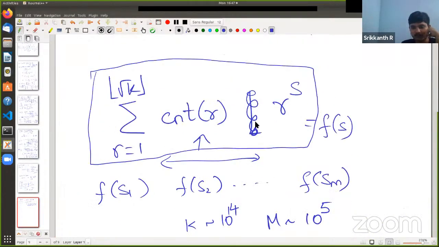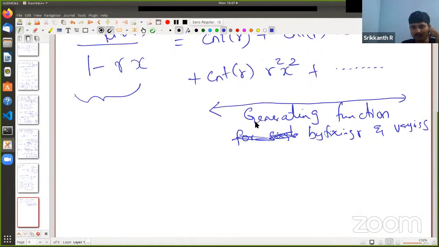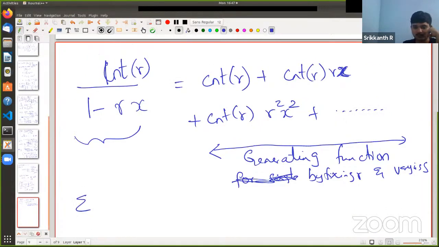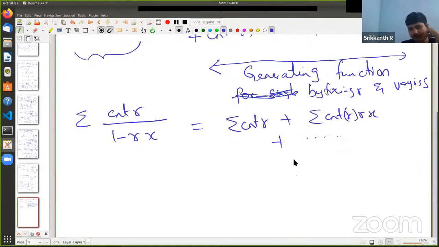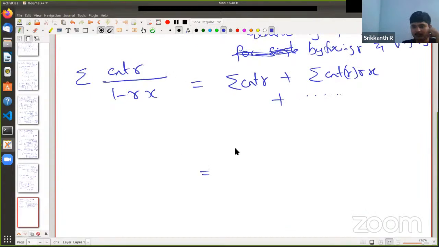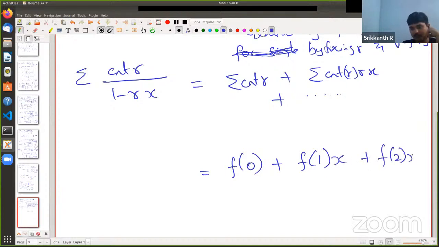And let's consider the summation on the right hand side. We have sigma of r by 1 minus rx. Left hand side is sigma count r, count of r rx, and so on. Okay. So the right hand side is essentially f of 0 plus f of 1 x plus f of 2 x squared plus so on. And the left hand side is this polynomial.